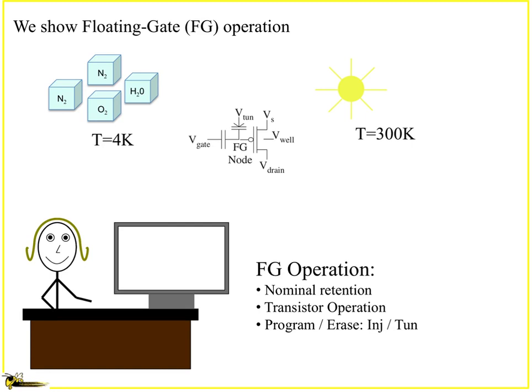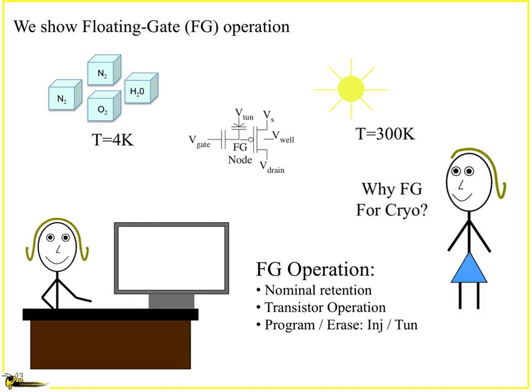And what we want to be able to show is we get floating gate operation throughout the whole thing with sort of nominal retention. We get normal floating gate transistor operation, and we can program in arrays. This is going to be kind of a neat thing to show that we can get that entire range.